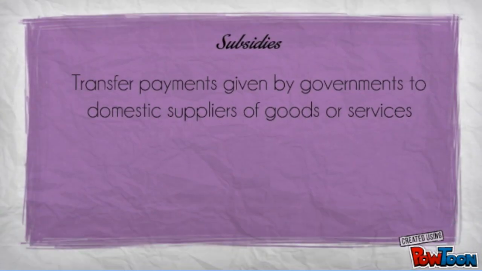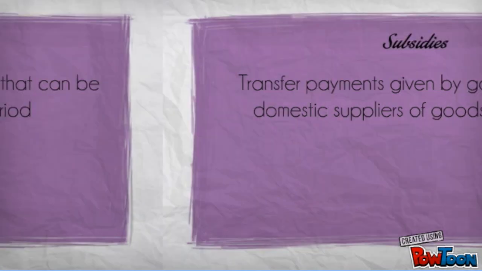Subsidies are transfer payments given by governments to domestic suppliers of goods or services. The motivation to provide subsidies is to increase production, lower prices for a country's consumers, and to make domestically produced goods more competitive with imports.